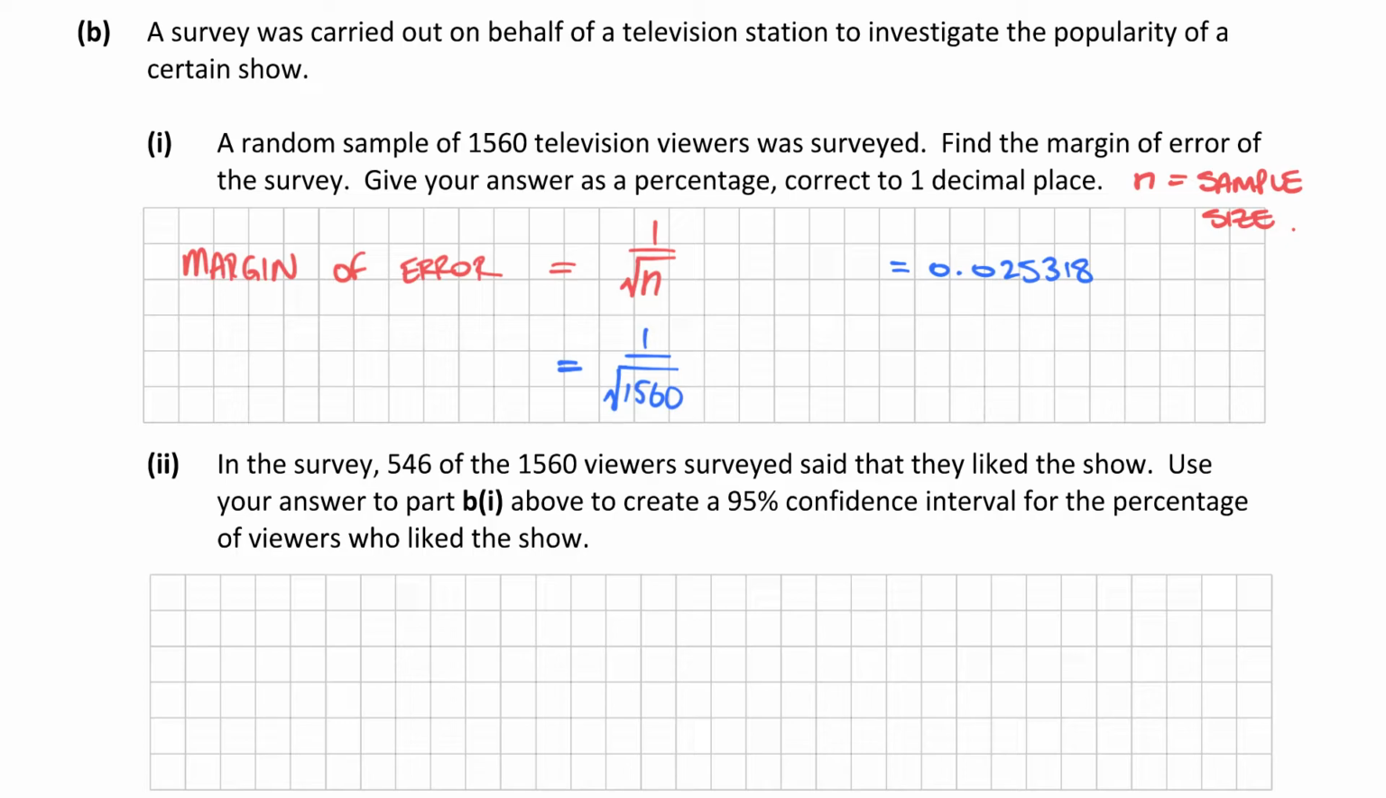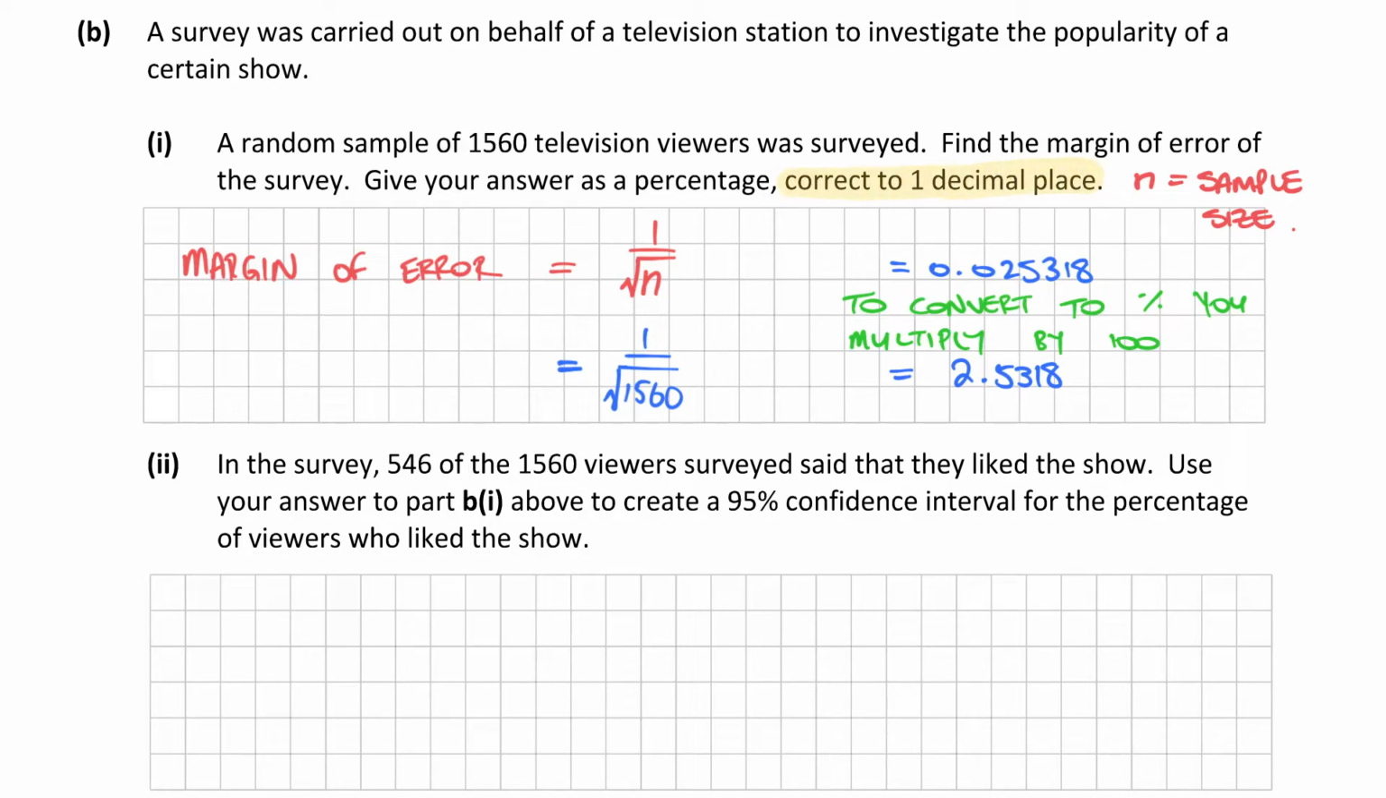Okay, so 0.025318. And they wanted us to give our answer as a percentage. So to convert that to a percentage, I need to multiply it by 100. And if we multiply it by 100, we'll get 2.5318.